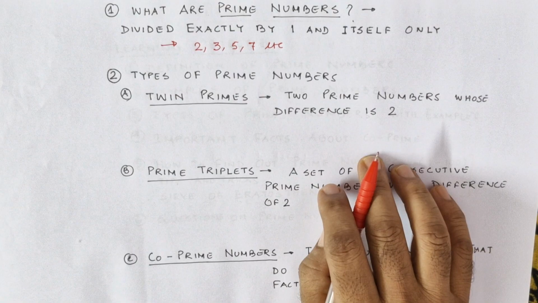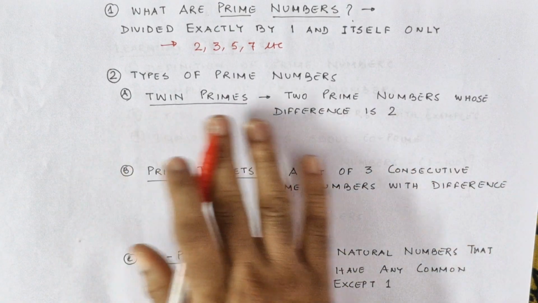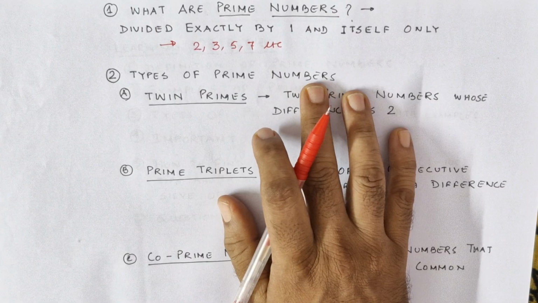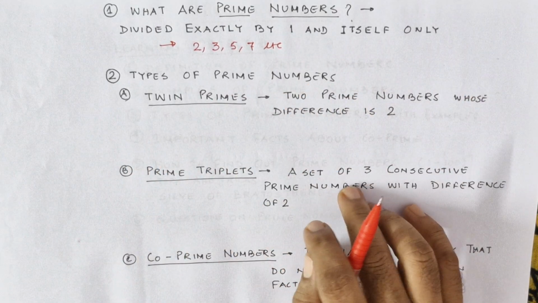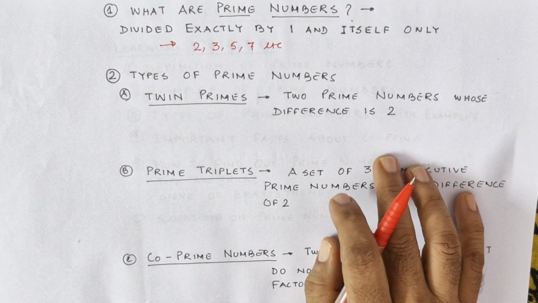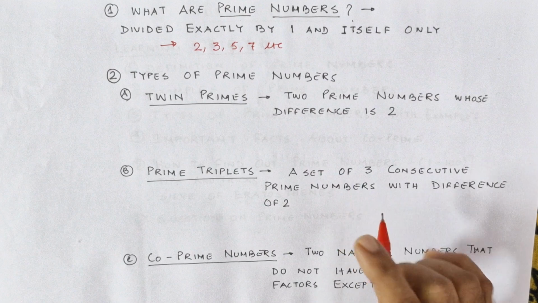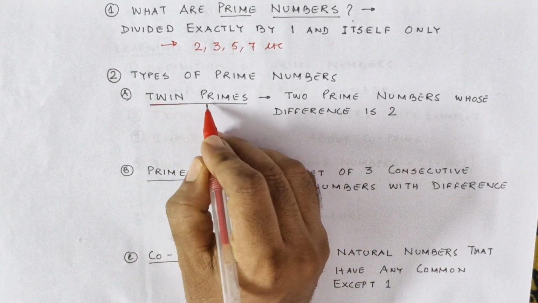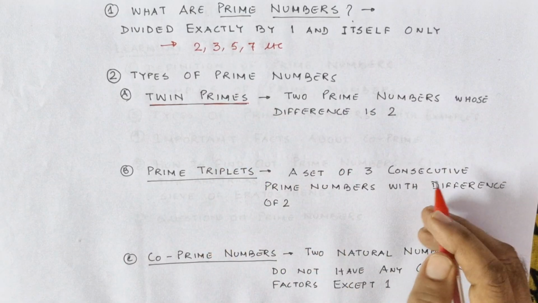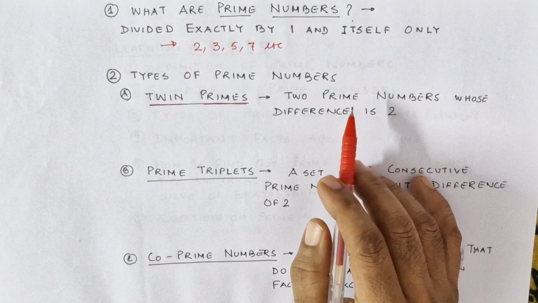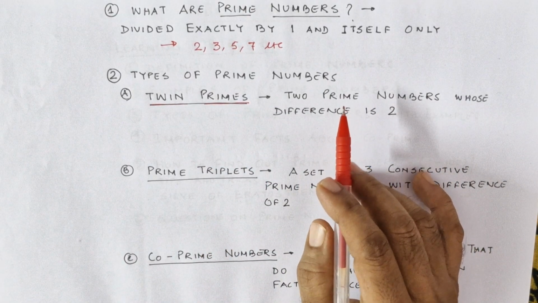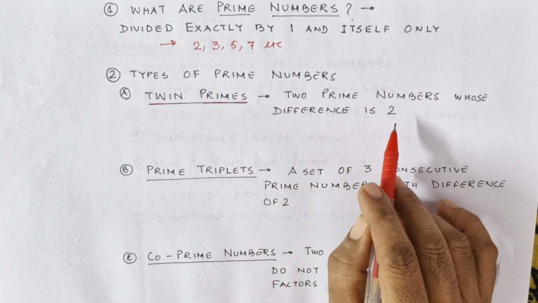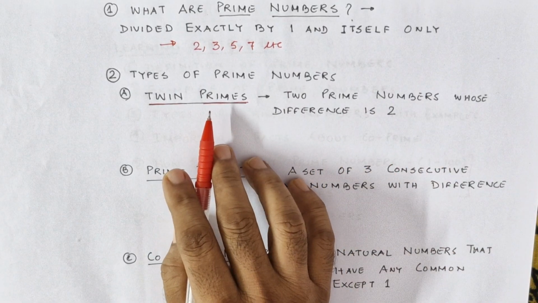Now today we'll see what the types of prime numbers are. So till date we have known what prime numbers are. So are there different prime numbers? Yes, there are. So let's see. The first type of prime numbers is twin primes. So what are these? Two prime numbers whose difference is 2 are known as twin primes.